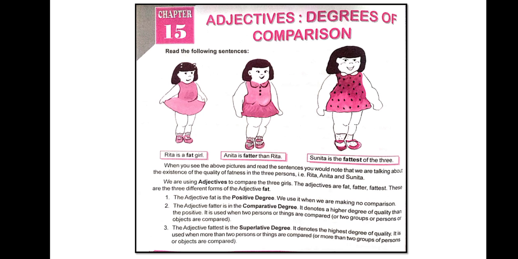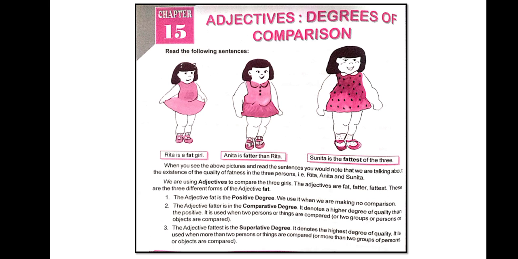Secondly, the adjective fatter is in the comparative degree when we are comparing any two persons or any two things. It denotes a higher degree of quality than the positive. It is used when two persons or things are compared. Means when we are talking about two persons and we are going to compare between them, there we use the comparative degree and there we have used fatter, er. We have added er after the adjective.